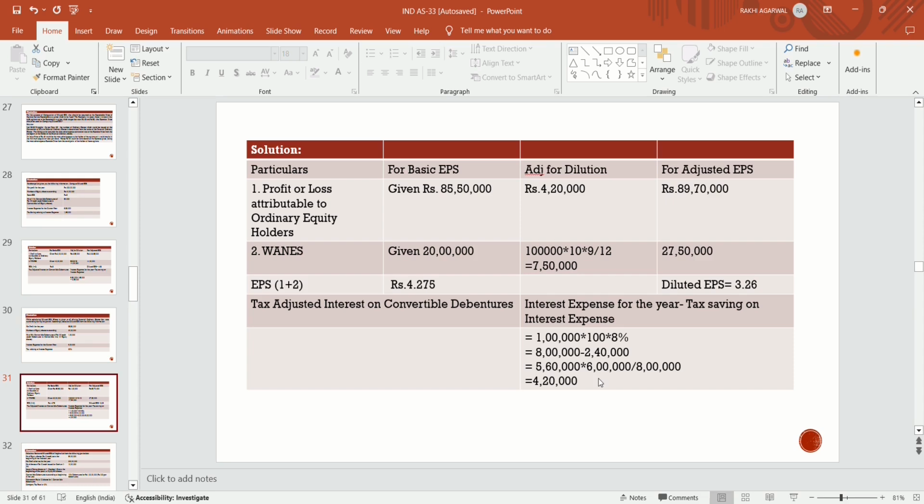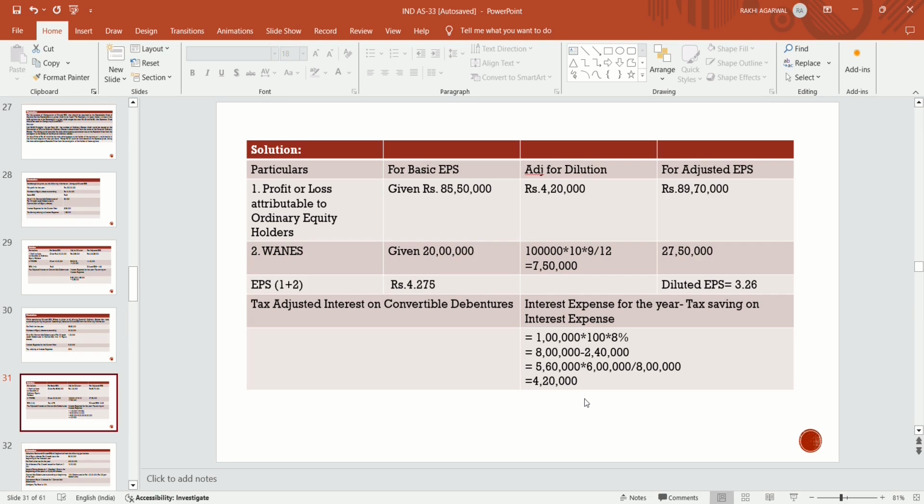Actually the interest given by the entity is 6 lakhs, but as per the calculation it should be 8 lakhs. The interest expense for the year, after tax, interest on convertible debenture becomes 4,20,000. The total number of debentures converted into equity is 1 lakh. One debenture holder will get 10 equity shares, so 1 lakh into 10 divided by 1, because they use these shares for a period of 9 months. The time weight factor is 9 divided by 12, so it becomes 7,50,000. This is the adjustment for dilution in the weighted average number of equity shares.